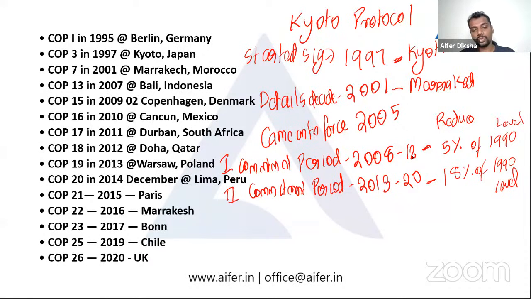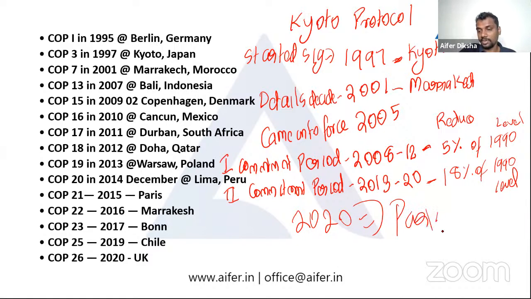The first commitment period is 2008 to 12, and the second commitment period is 2013 to 20. There is no third commitment period beyond 2020. Beyond 2020, we don't have any commitment period. Instead, we have the Paris Agreement.